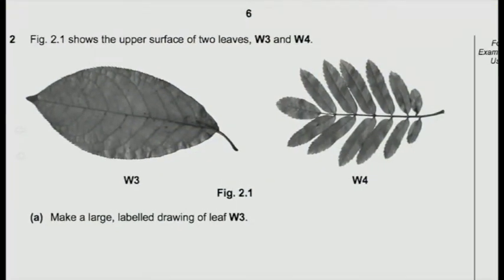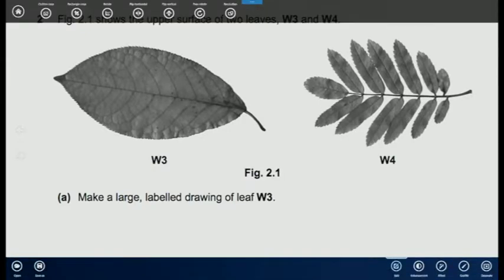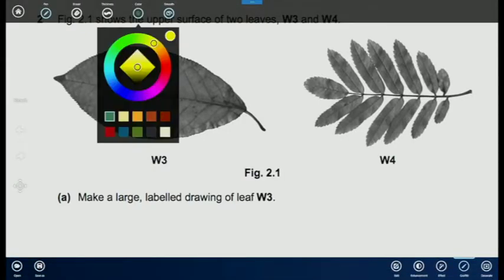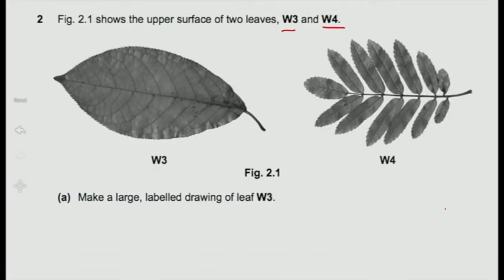I want us to look at the next part of the question, which is question number 3. This one is slightly different. We have now moved away from this activity of the students. Figure 2.1 shows an upper surface of 2 leaves. We're now looking at leaves W3 and W4. Still, this is the alternative to practical paper. W3 and W4, that's the upper surface of the leaf. This is W3 and that's W4.